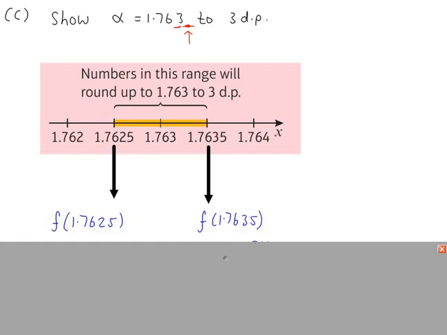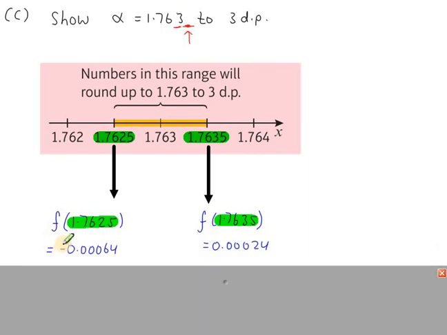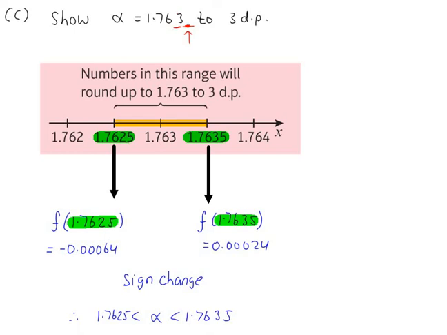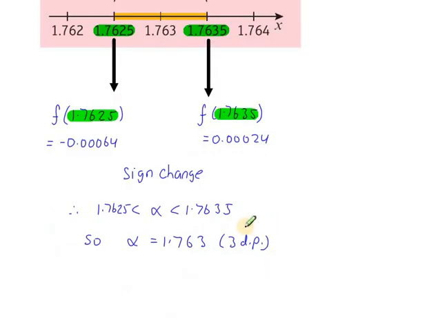Okay, so now I'm going to use these values for my new interval. So I substitute them into our function of x, and again we're looking for a sign change. That's negative, that's positive, we have a sign change, so we can say that we've narrowed alpha down to this interval, which rounds to 1.763.